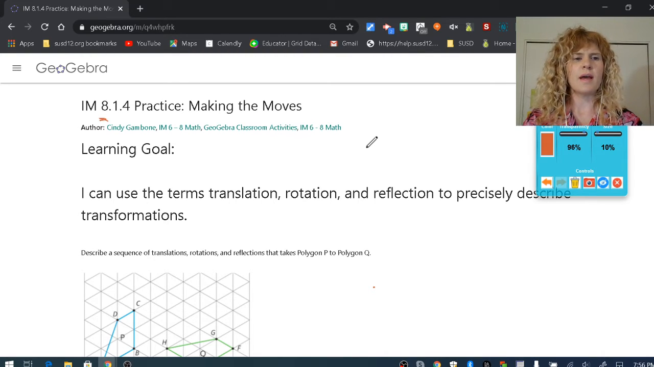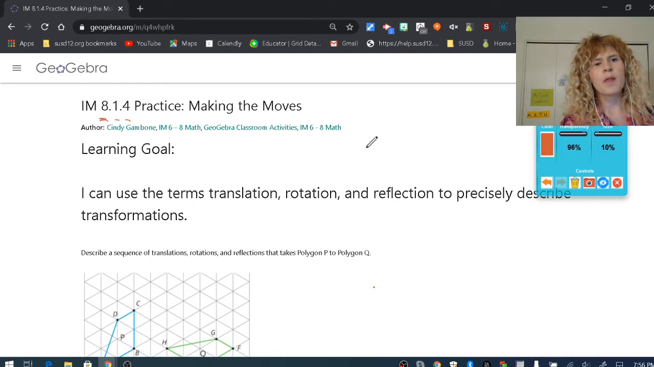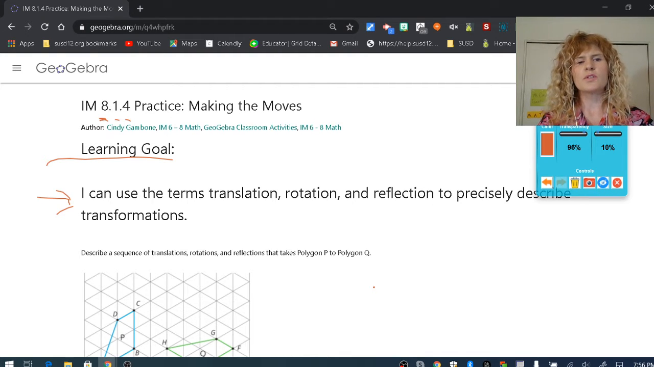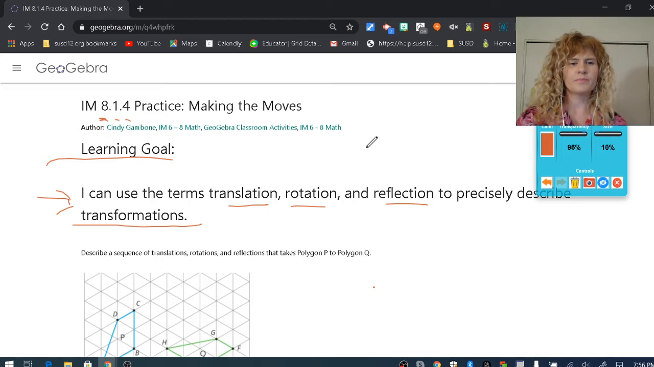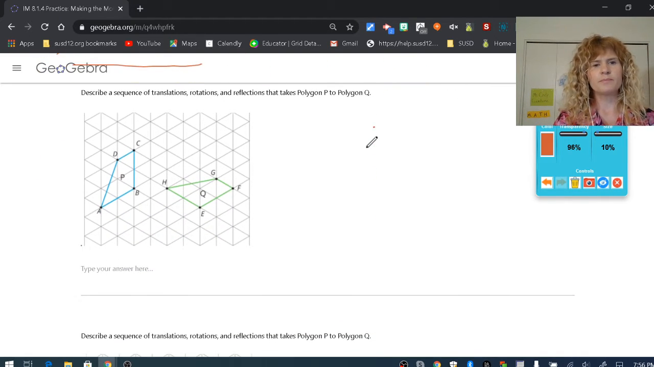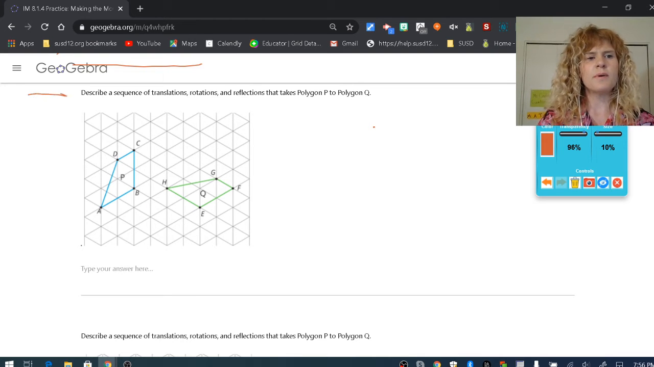This is 8th grade math, unit 1, lesson 4, making the moves. Our learning goal: I can use the terms translation, rotation, and reflection to precisely describe transformations. Here's your first problem. It says, describe a sequence of translations, rotations, and reflections that takes polygon P to polygon Q.